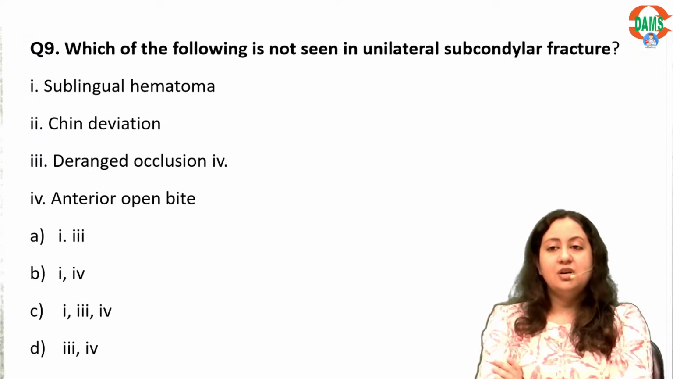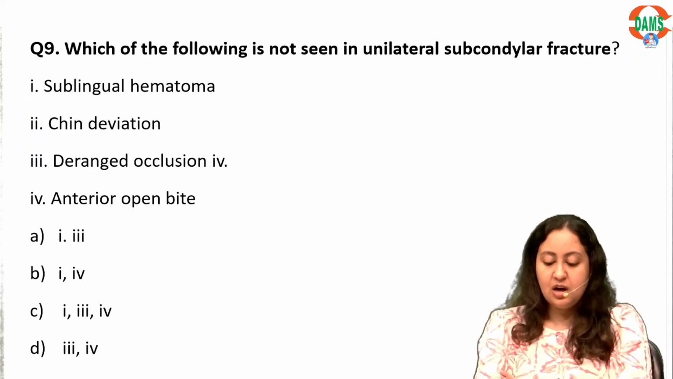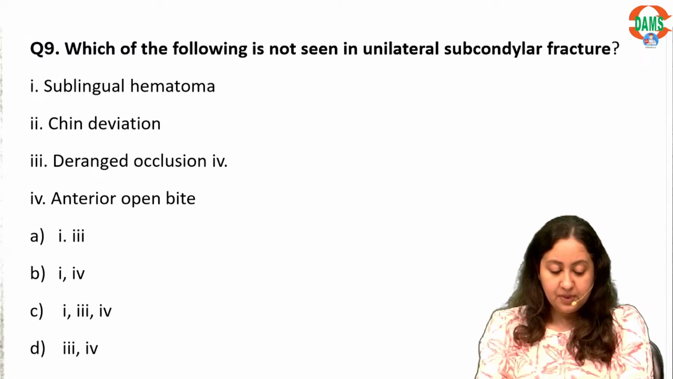Now coming to question number 9, which of the following is not seen in unilateral subcondylar fracture? 1. Sublingual hematoma, 2. Chin deviation, 3. Deranged occlusion, and 4. Anterior open bite.